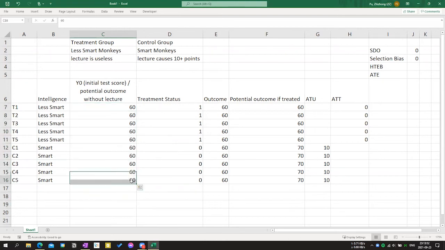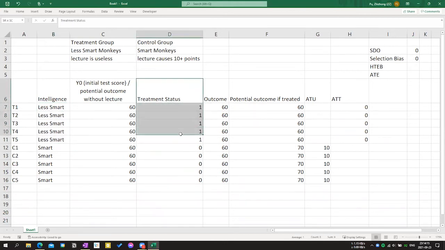And we can see that there's no selection bias. Their initial condition, or their potential outcome without lecture, would be the same, 60, staying the same. So here selection bias is 0. And when we assign treatment status, we're going to give all of the less smart monkeys a lecture, like a 1 hour lecture, meaning the treatment status is 1. And we're not going to give lectures to the smart monkeys. Then we give them placebos.